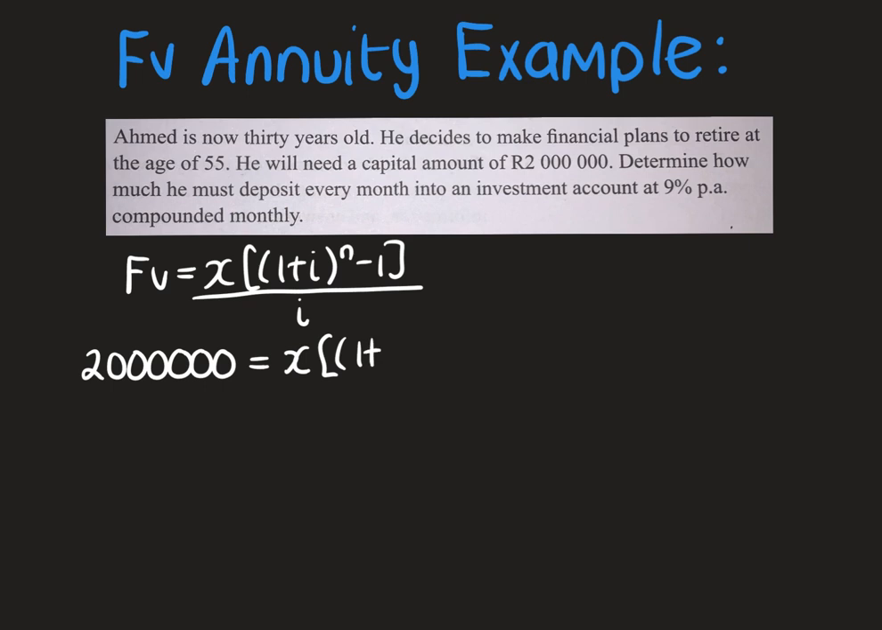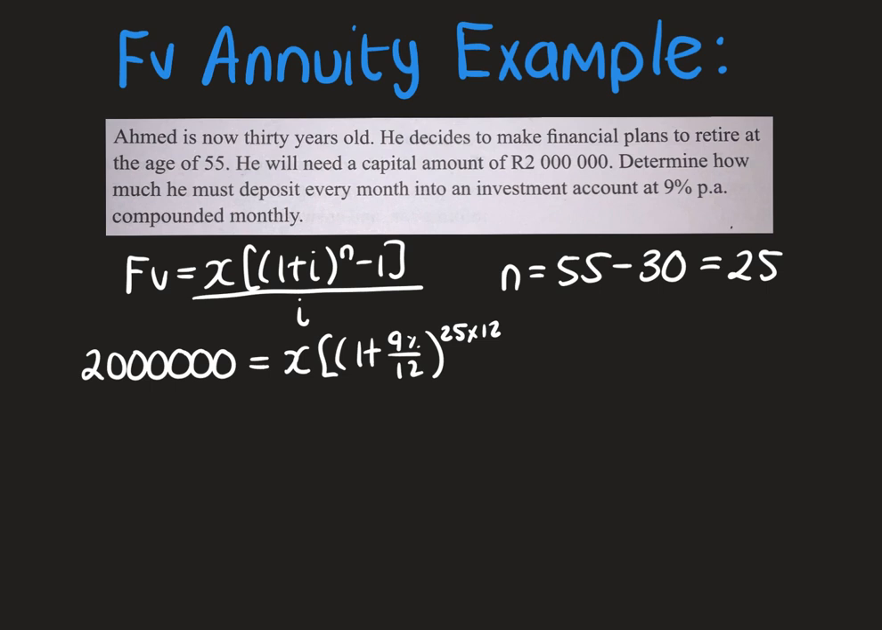And I've got other information here. I've got 9% compounded monthly, to the power of n. Now we have to work out our n. Our n is going to be 55 years minus 30 years. Because he's 30 now and he wants to retire at 55, he has 25 years to put money away for his retirement. So that's going to be 25 times 12. Do you agree? Because whenever we're working with however our interest is being applied, our n needs to match that.